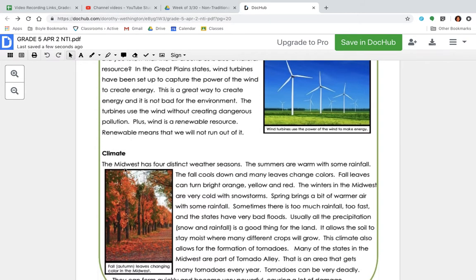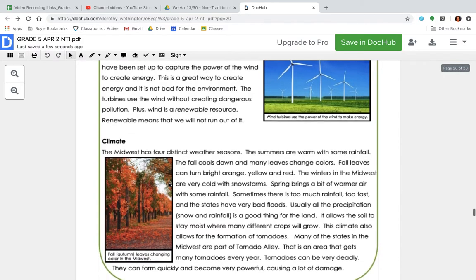Climate. This is a picture of fall, or also known as autumn, leaves changing color in the Midwest. The Midwest has 4 distinct weather seasons. The summers are warm with some rainfall. The fall cools down and many leaves change colors. Fall leaves can turn bright orange, yellow, and red.